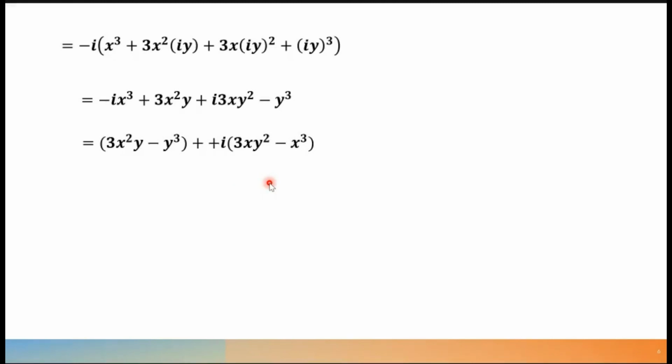i cubed is... which part are you talking about? The last term, right? i cubed is minus i. Now minus i into minus i. What will happen? i cubed is minus i and already it is minus i outside. So you will have minus i into minus i, which will be plus i squared. But i squared is -1.